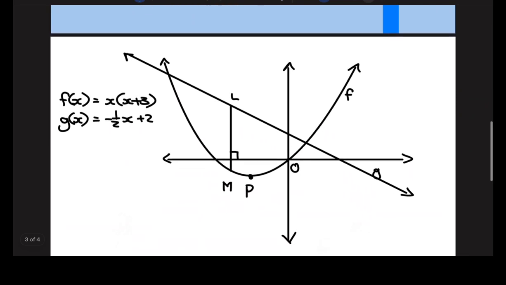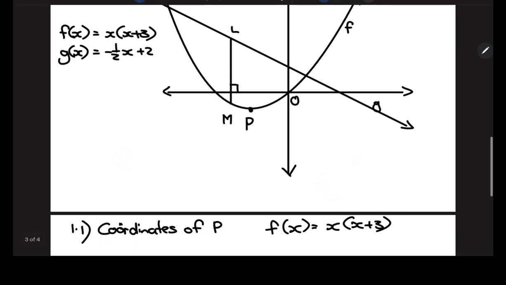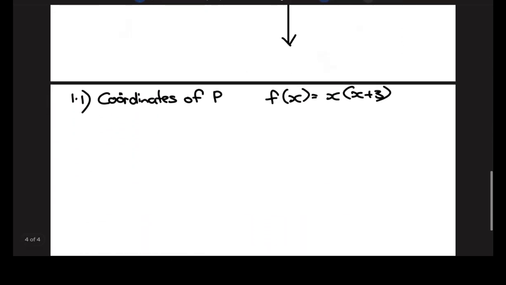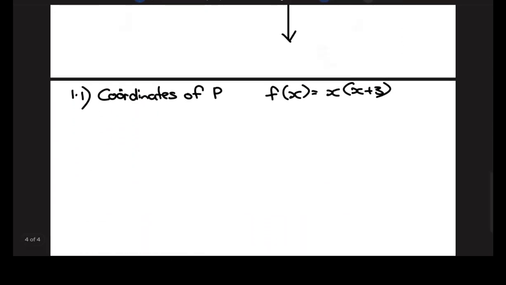Today we're going to start off with a parabola, and I've got a basic parabola drawn down here with a straight line. It's marked as f of x, which is the parabola on this side, and I've got g of x, the straight line on that side, so it's all been drawn, and it's a basic function. And I've got a couple of questions. The first one is find the coordinates of P, and P is the turning point of that function.